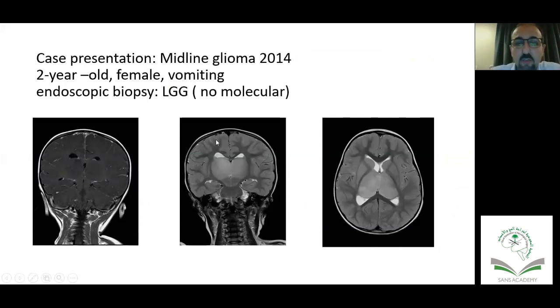So I went in with the endoscope. I thought that might be the easy way. Endoscopic biopsy here turned out to be low-grade glioma. I said, okay, low-grade glioma, we'll give him some chemo because we can't resect it, and the prognosis could be good. It's low grade. This is obviously before the new classification.